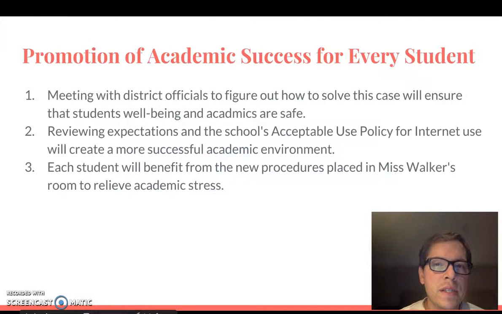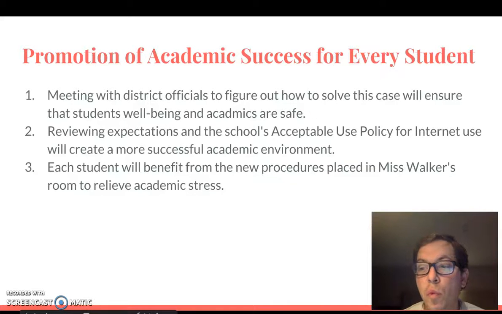How I promoted academic success for every student. By meeting with district officials to figure out how to solve this case, it will ensure that students' well-being and academics are safe. We're going through the highest ranks and going through the order to solve this case. And with that, students' well-being and academics are at the forefront, along with Ms. Walker's.